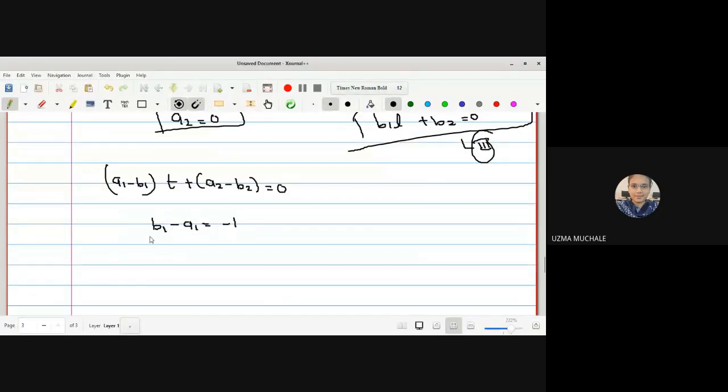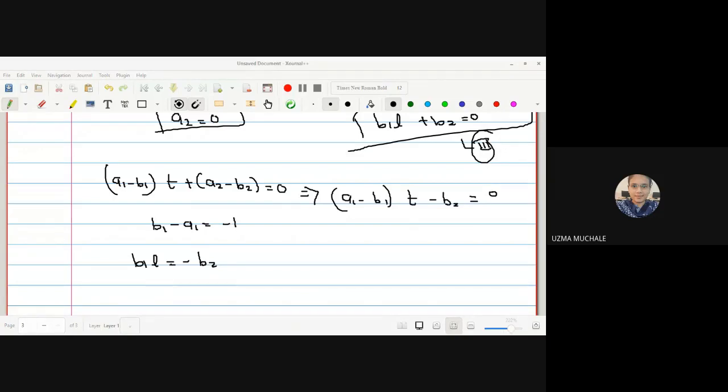And this is the third equation. Now we are going to solve these equations so that we can find out the values of A1, A2, B1, B2. Now actually we got the value of A2 as 0. So you can put it here, and this equation becomes A1 minus B1 into T minus B2 is equal to 0. Right? So we are going to solve these equations in such a way that we get the values of those constant terms. Can you evaluate this and tell me the answers?